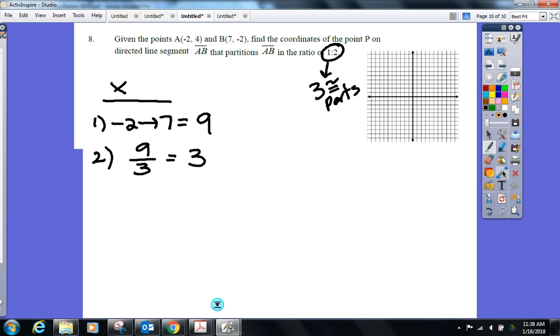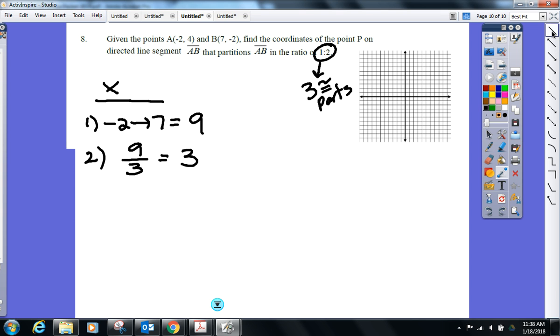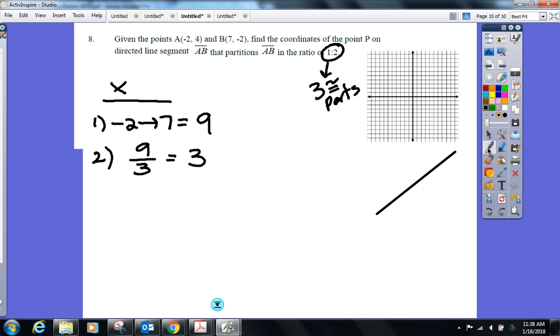Because here's what it's going to look like. I'll graph it at the end, but here's 3 equal parts, right? Where's the point that breaks it up into 1 to 2? That point right there. So that's why I'm only going to go 3 units. I don't need to go any more than 3 units because I'm trying to get to that point right there. Okay? So where did I go from -2? I'm going to go 3 units to the right. And where do I end up on the x-axis? At 1.